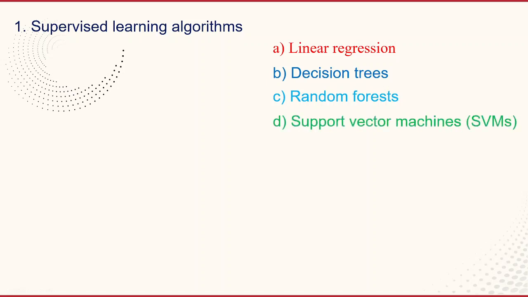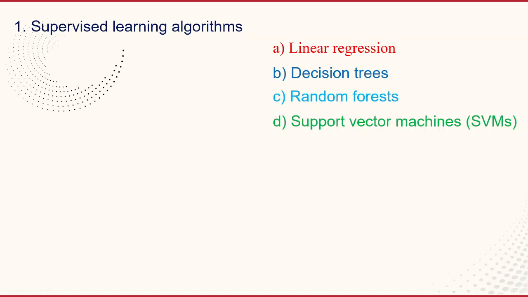Next is support vector machines, SVMs. This algorithm finds the optimal hyperplane that separates the classes in the data. It is often used for classification tasks and can handle nonlinear data sets with high-dimensional feature spaces.